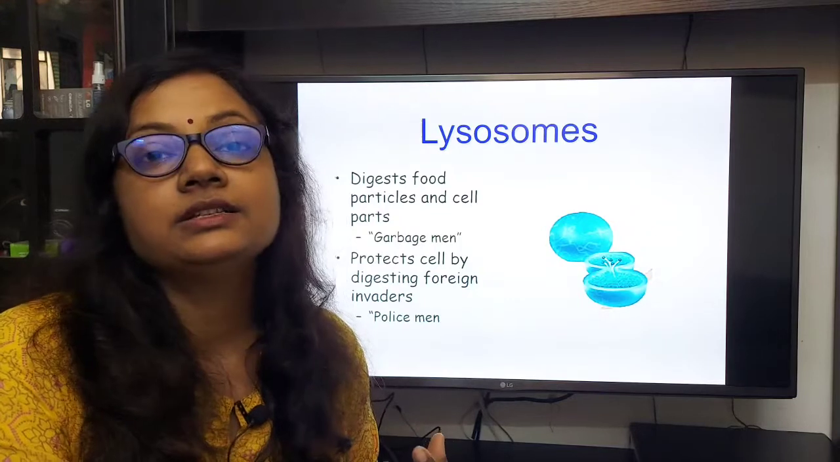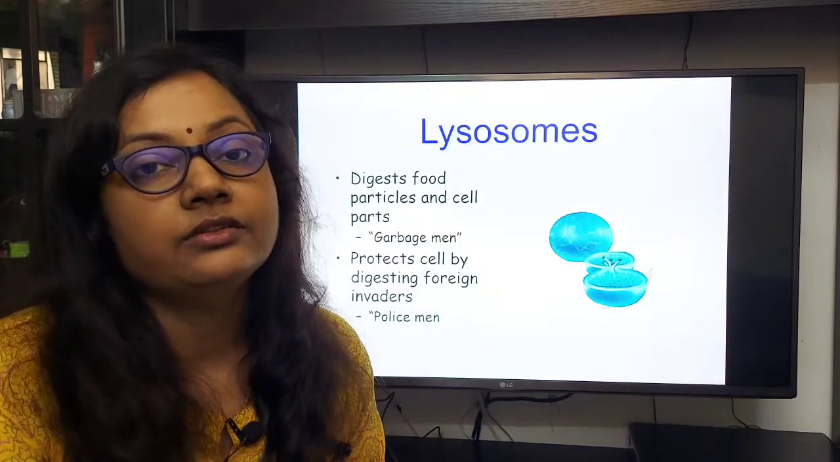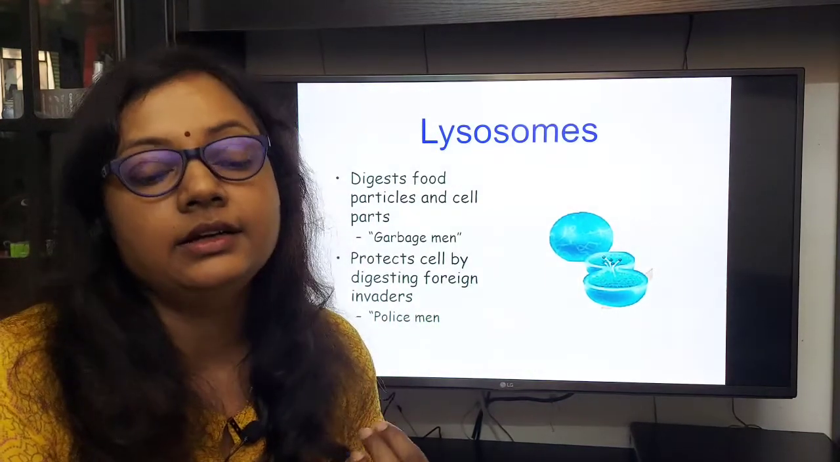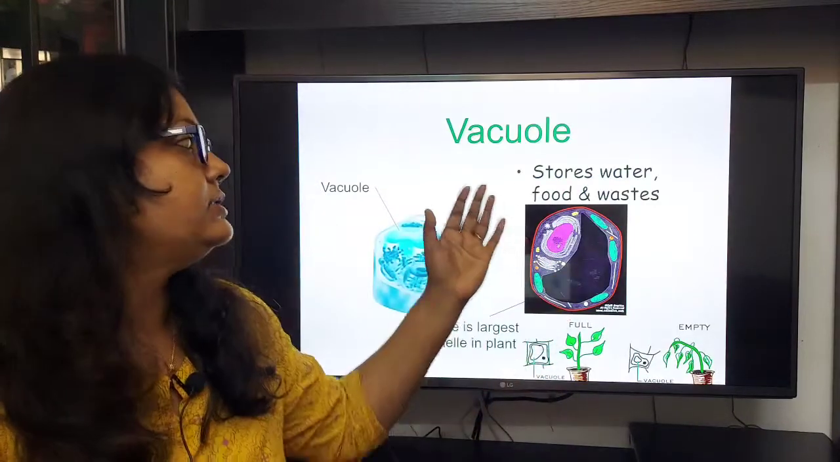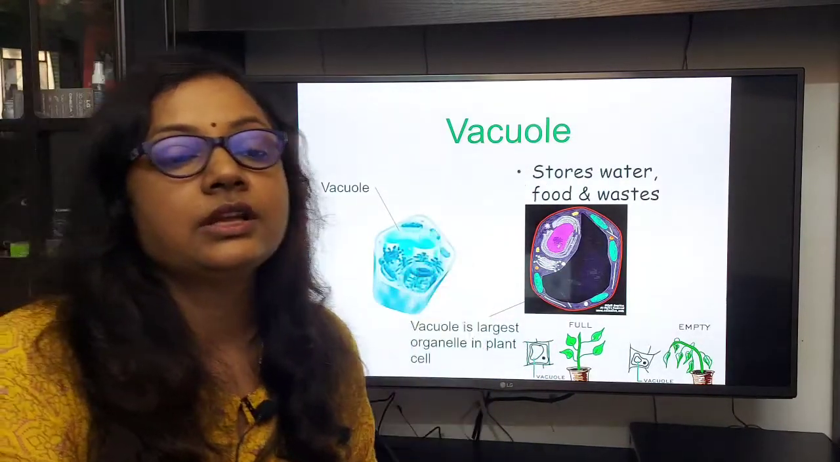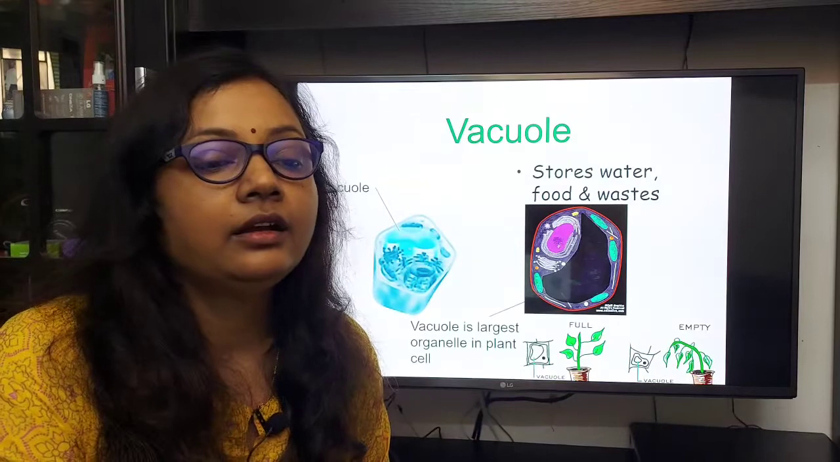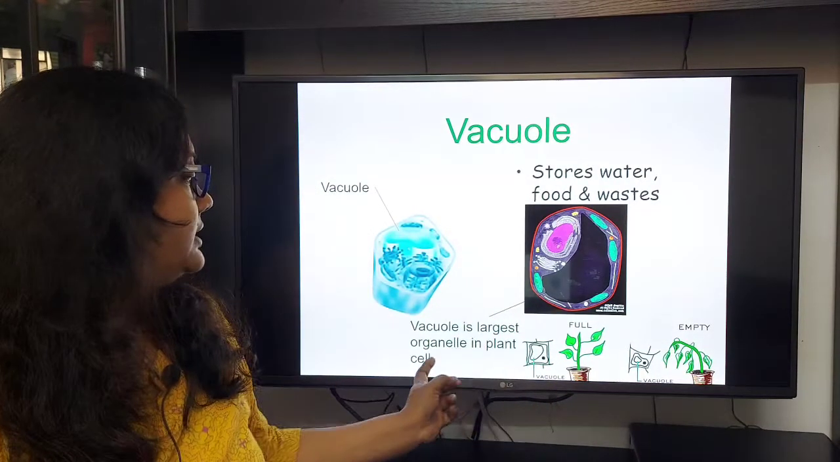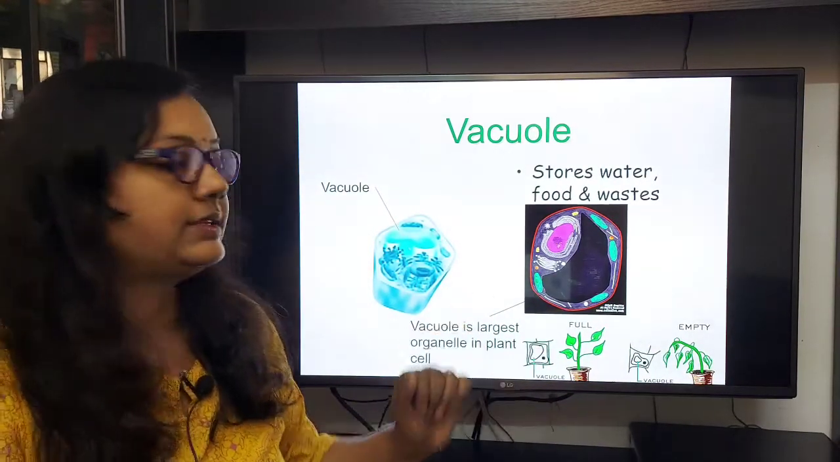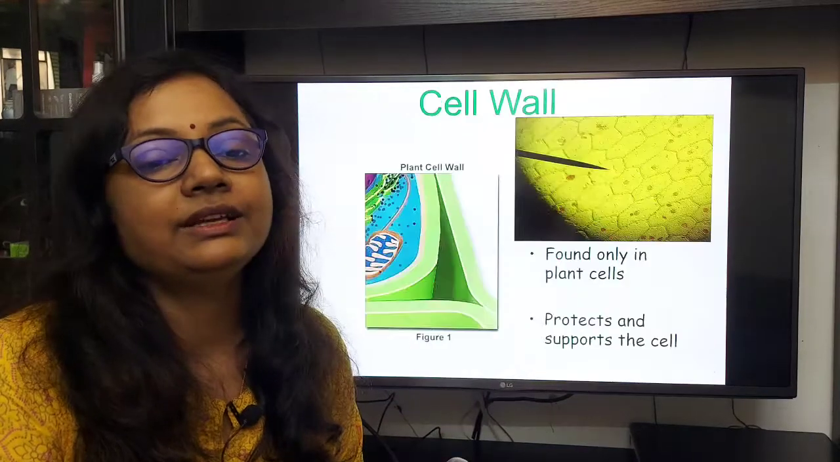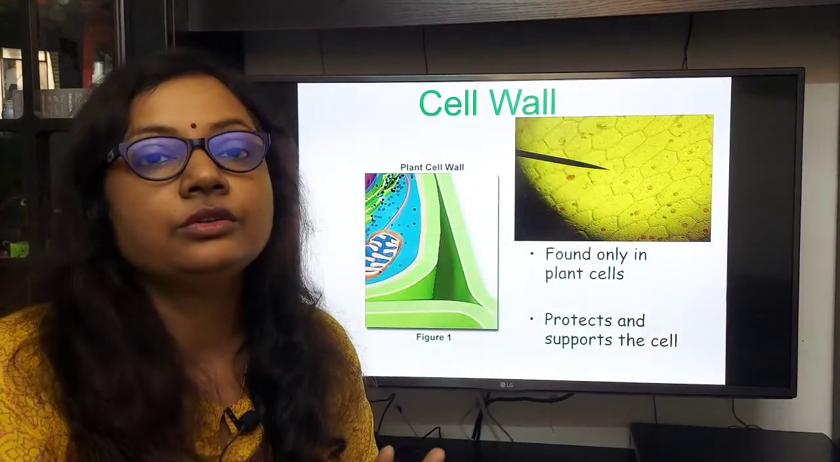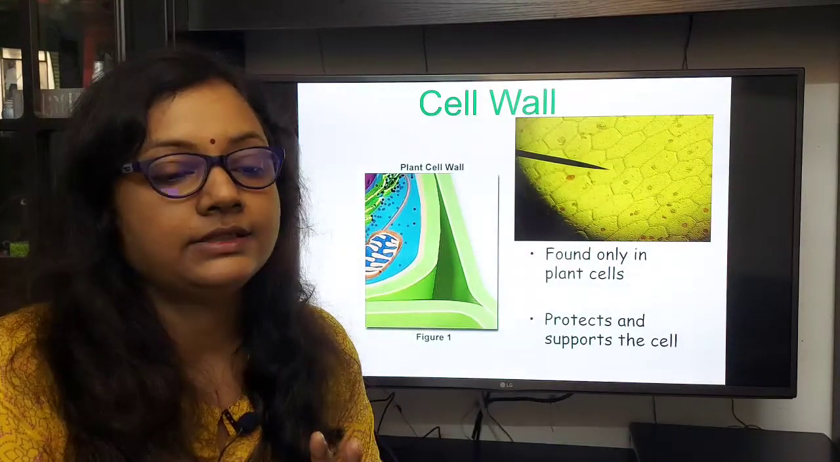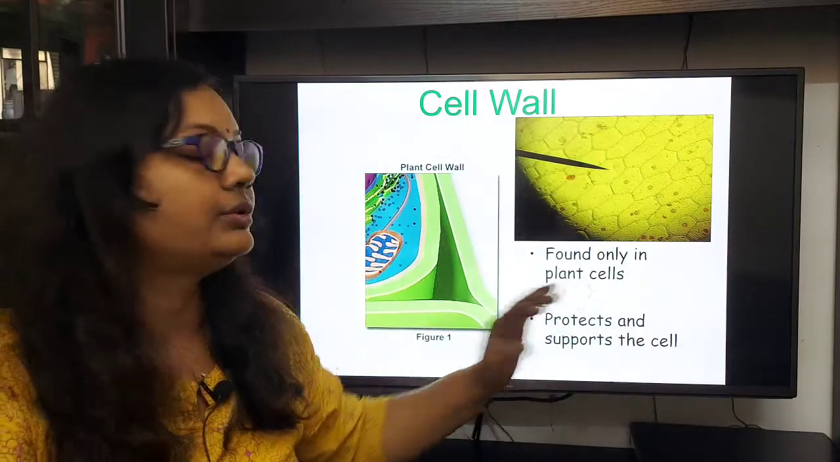Now, next we will discuss a few parts which are only present in plant cells. The first one is vacuole. Vacuole stores water, food and waste. It is the largest organelle in the plant cell. Now, next comes the cell wall. Cell wall is also only present in plant cells. It protects and supports the cell.